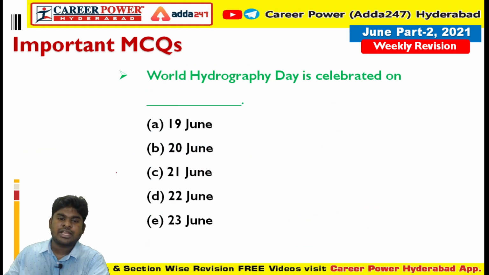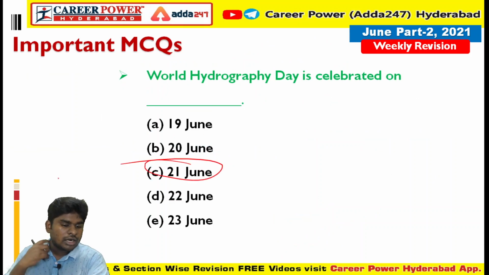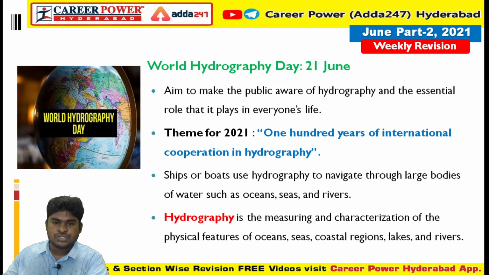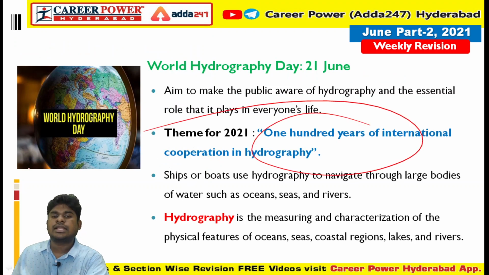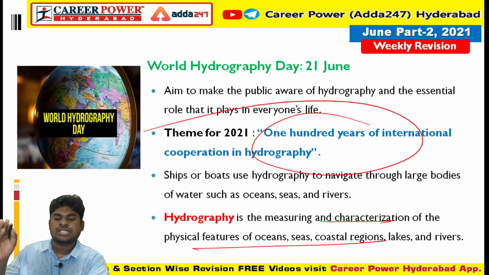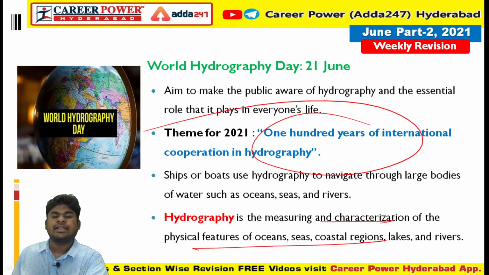World Hydrography Day is observed on 21st June, and the theme for this year is 100 years of international cooperation in hydrography. Hydrography is nothing but the measurement and categorization of physical features of oceans, seas, coastal regions, lakes and rivers.